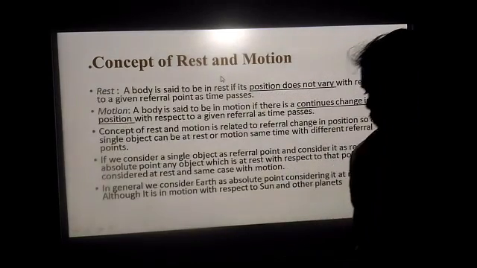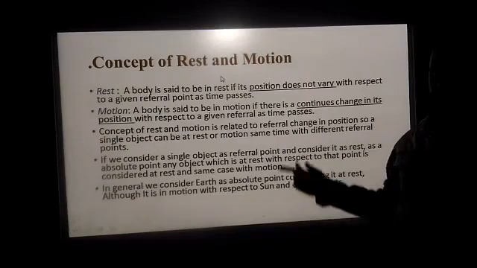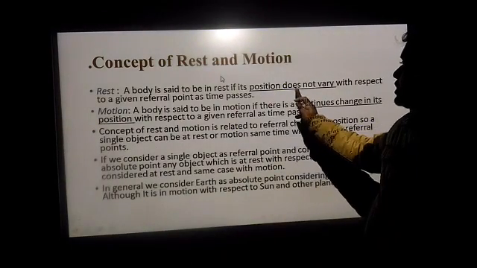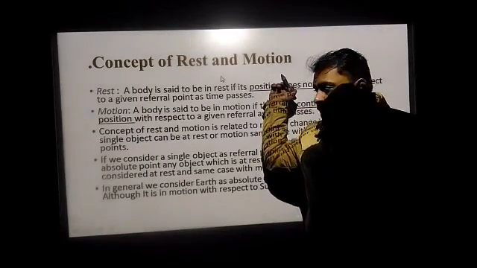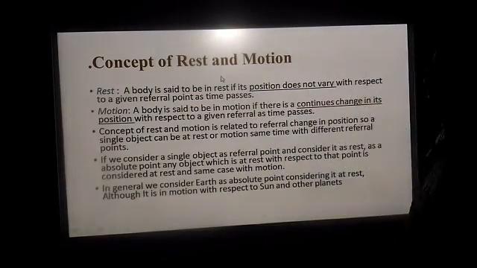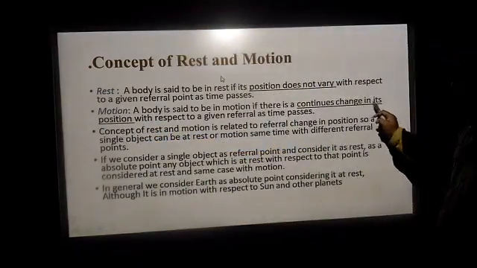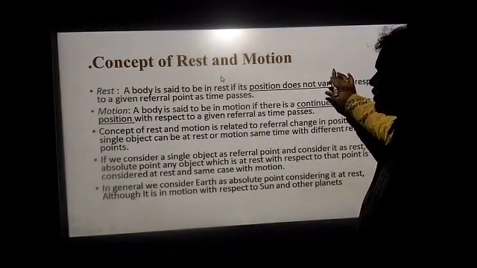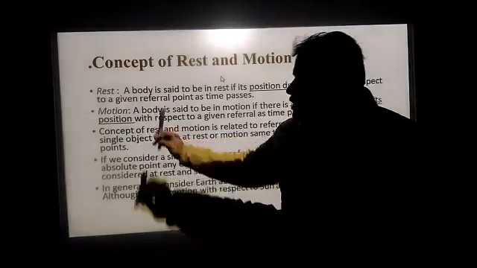Concept of rest and motion. When is a body said to be at rest, and when is it in motion? So I am going to talk about rest here. A body is said to be in the rest position if its position does not vary. Mark the word here. This is the most important line. A body is said to be at rest if its position does not vary with respect to time. While talking about motion, I can say there is a continuous change in its position. Just focus here: position does not vary with time, and continuous change in its position.